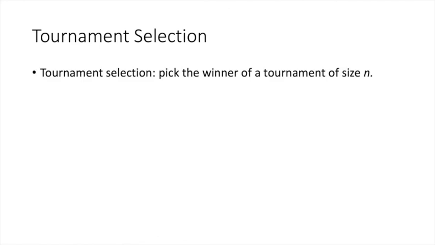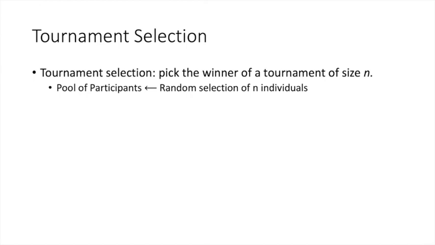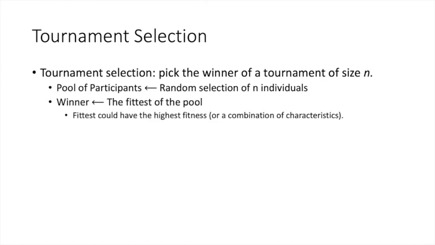So because of these issues, other selection schemes have emerged. One popular scheme is called tournament selection. In this, you first randomly select a pool of n individuals from the population, and then you pick a winner. The winner is the fittest member of the pool. This gets us one parent. Then we repeat the same process to get the second parent.